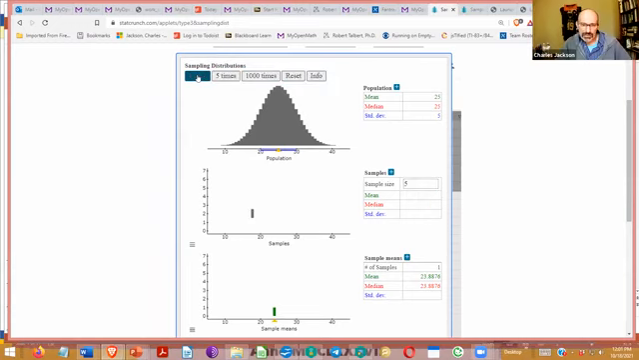Again, another sample, second one. Sample of size 5, and then there's a mean. Now, coincidentally, it fell in exactly the same place, which is very unusual. Let's get a third sample. Size 5, there's a mean.